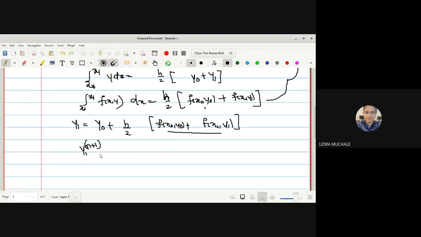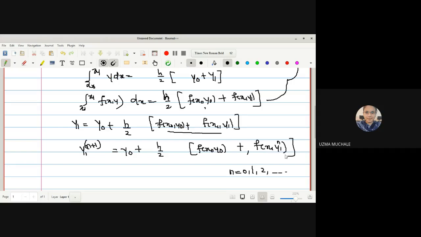So we will reduce this error with the help of approximation. That is, y1 raised to n plus 1 is equal to y naught plus h by 2 into f of x naught, y naught plus f of x1, y1 raised to n. Now what is the value of n here? It starts from 0, 1, 2 and so on. So you can see here is f of x naught, y naught and here is f of x1, y1 raised to 0.